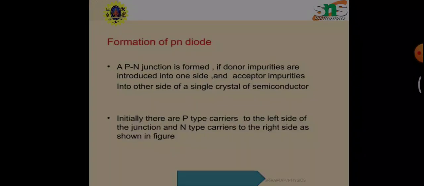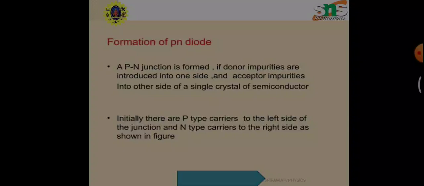Thus we find that at the junction there is a decreasing hole concentration from left to right, which makes the holes diffuse from the P side to the N side. Similarly, electrons diffuse from right to left across the junction. So holes leaving and electrons entering the P side make it negative. Similarly, holes entering and electrons leaving the N region make it positive.